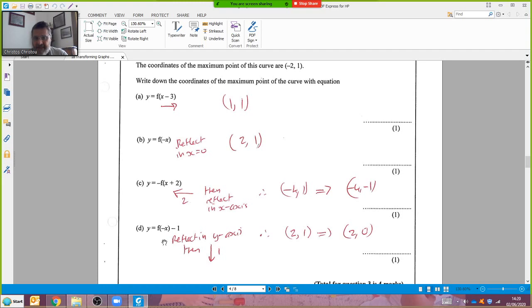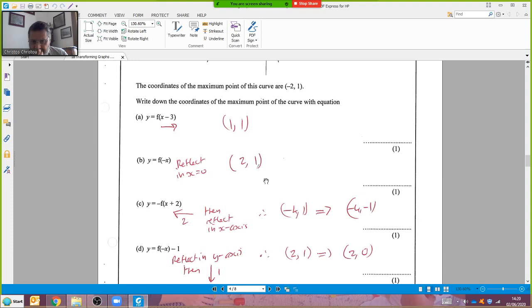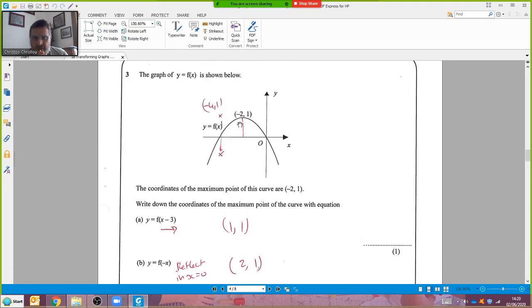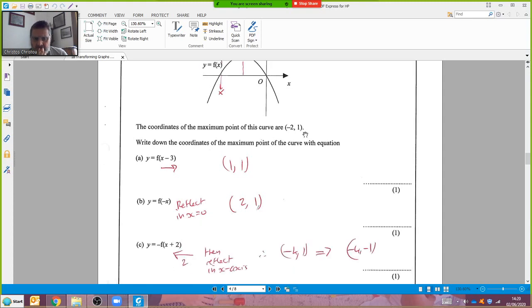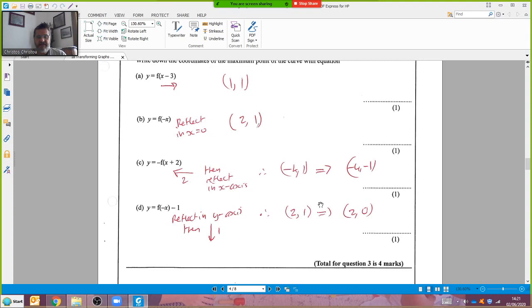F of minus x, which means reflect it in the y-axis, and then drop it down 1 unit, in other words using vector 0, minus 1. So let's see if I can do it live. Reflect in the y-axis, then drop it down. Reflect in the y-axis, so that becomes 2, 1 over here somewhere, that's my reflection, and drop it down 1, boom. I reckon that'll be 2, 0. Yes, got it right. Yes, so that makes sense.